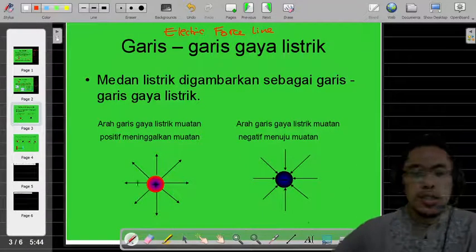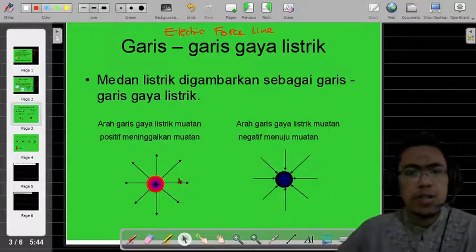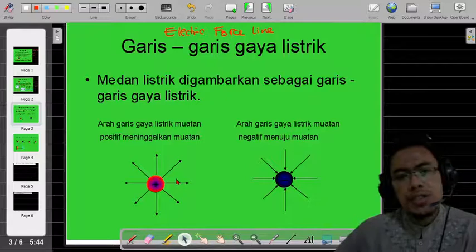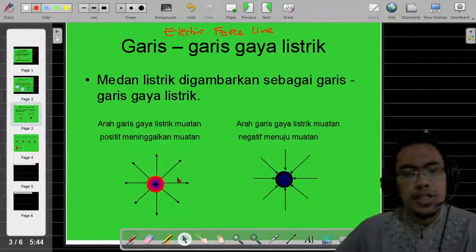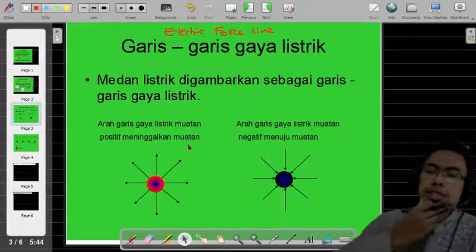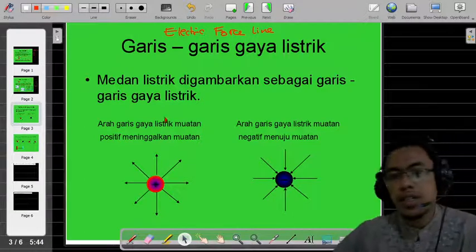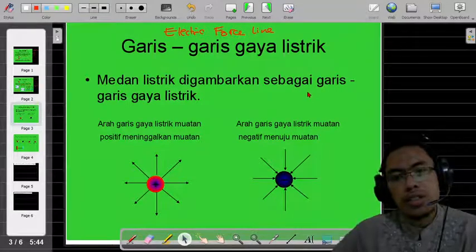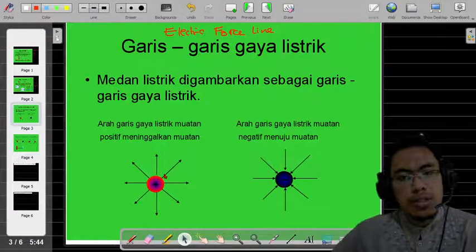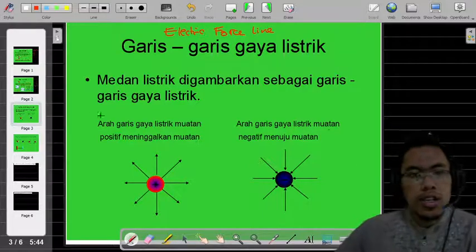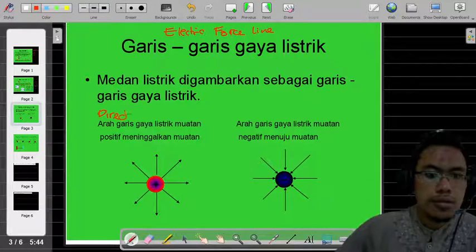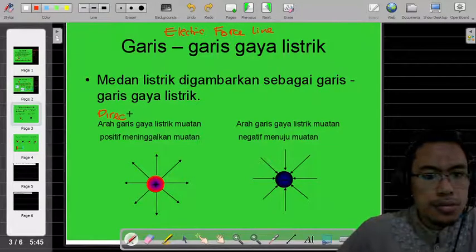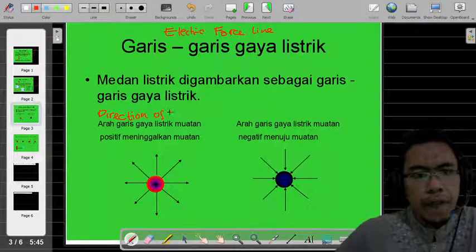So this concept will tell us about how charge will produce force. For one charge, it will expel, and for another charge it will attract. So if we take a look on this one, this is the direction of force.